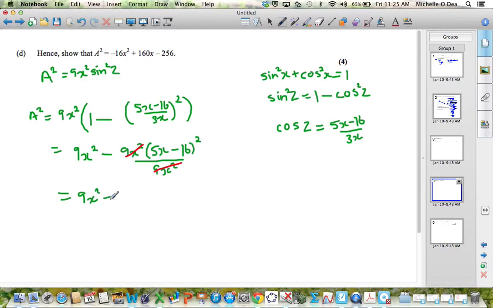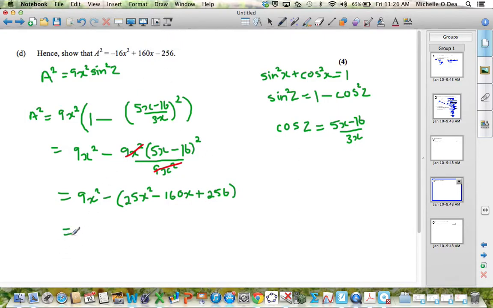So 9x squared minus, I'll keep it in brackets because it's minus all of that. So expanding this part, I get 25x squared minus 160x plus 256. And I can already see I'm getting numbers that look correct according to what I'm trying to show.